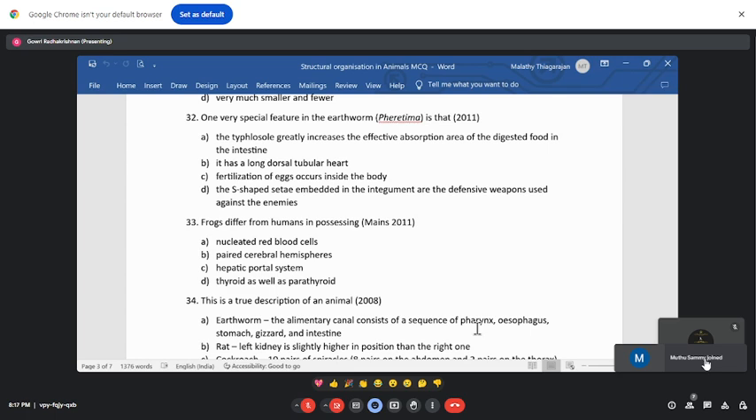Option A, the typhlosole greatly increases the effective absorption area of the digested food in the intestine. So that is a special feature found in the earthworm.